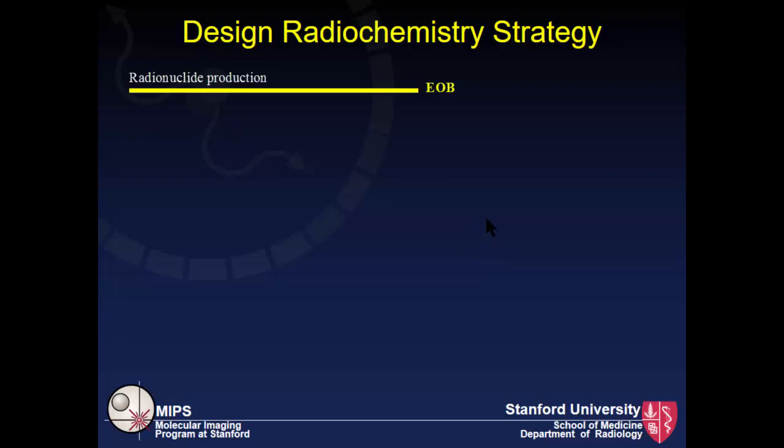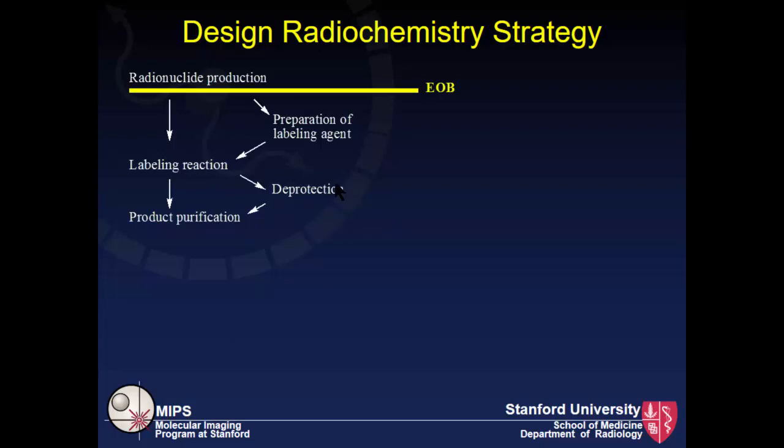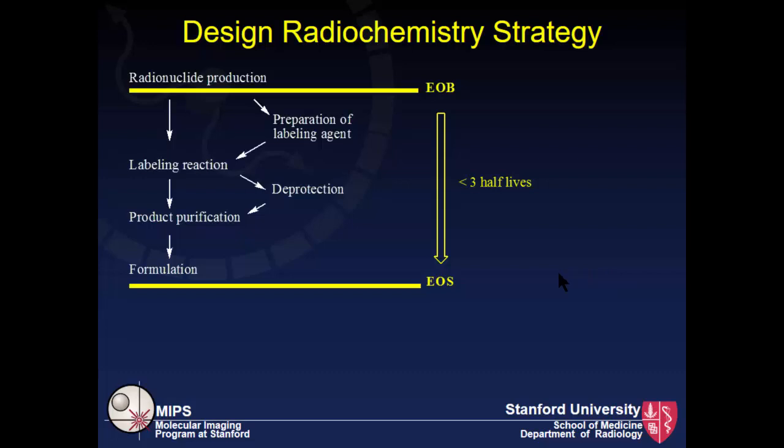In this case, we're looking at the design of a radiochemistry strategy starting from radionuclide production, and then we'll dump the target load into the module for our radiosynthesis. The point where we dump the bombarded material from the cyclotron is called end of bombardment. We'll prepare the labeling agent, do the reaction, potentially do a deprotection step that reveals our final labeled product, and then we'll do a formulation and purification at the end to make it safe for human injection.